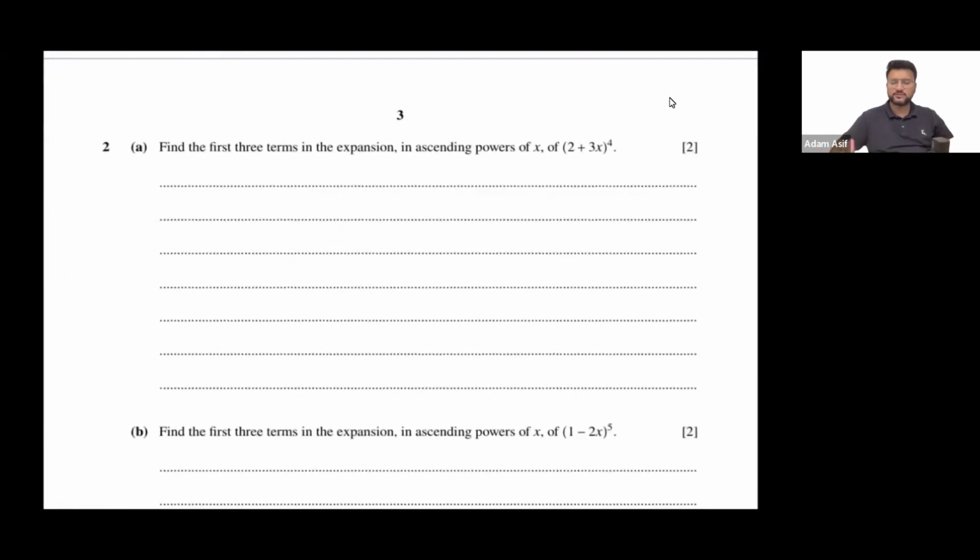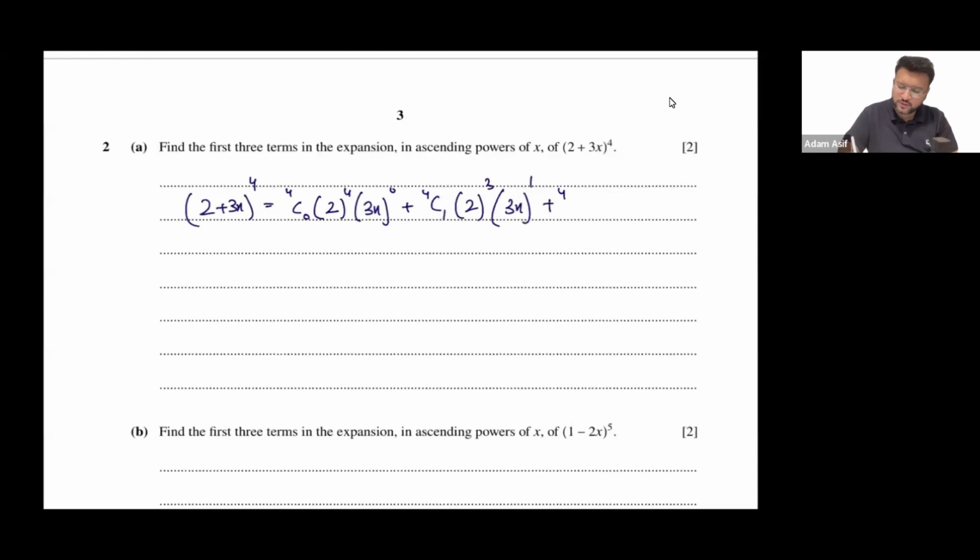Find the first three terms in the expansion in ascending powers of x of 2 plus 3x to the power of 4. We need the first three terms. So the first term would be 4C0, 2 to the power of 4, 3x to the power of 0, plus 4C1, 2 to the power of 3, 3x to the power of 1, plus 4C2, 2 to the power of 2, 3x to the power of 2. Okay, these are the first three terms.